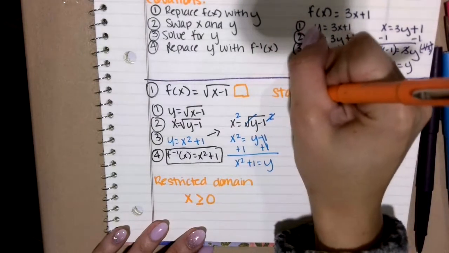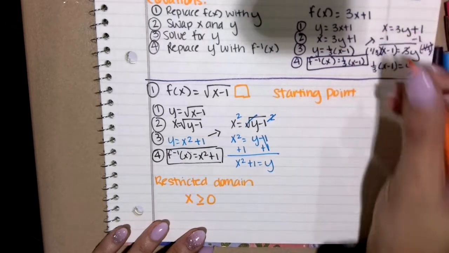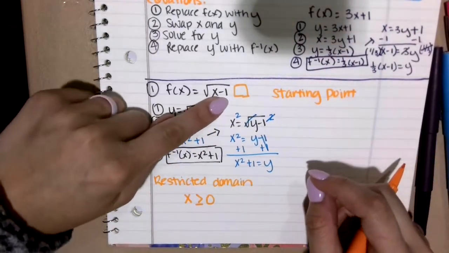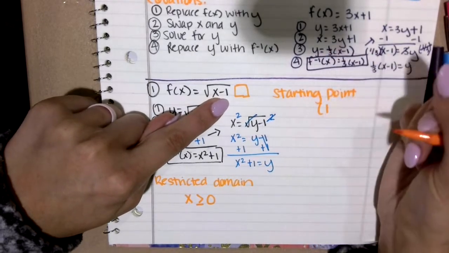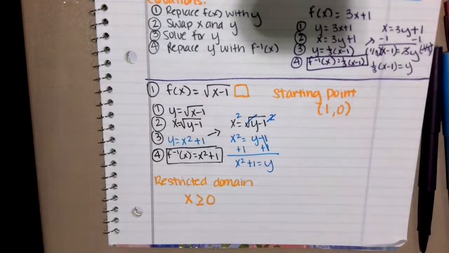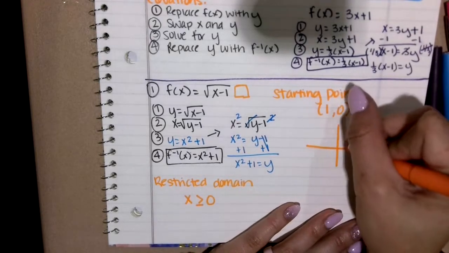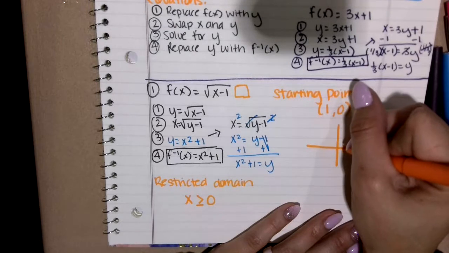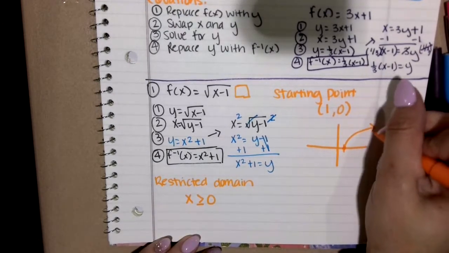Something else that I want to point out is the starting point is the opposite of what is inside, like we talked about last week. So it's going to be 1, and then the outside is 0 because there's nothing. So that's the starting point of the graph. So if I was going to graph this, it would start right here at 1, 0 and go up and out.